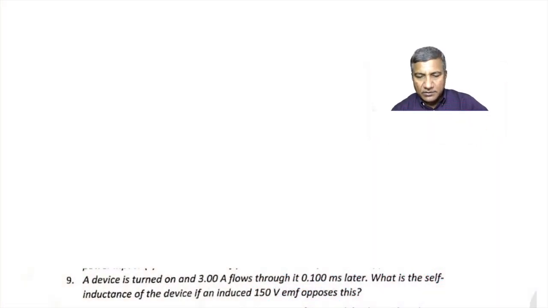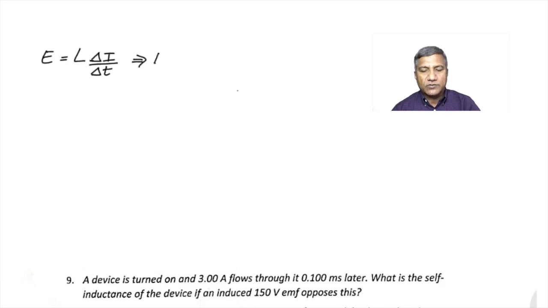Now is the next question. It says a device is turned on and 3 ampere flows through it 0.1 milliseconds later. What is the self-inductance of the device if an induced 150 volt EMF opposes this? So this is about self-inductance, and self-inductance depends on the rate at which current grows or decays. In this case, the current is growing, means increasing, because the device is just turned on. So the EMF equation is E is equal to, that's the induced EMF, L times delta I by delta T. L is the self-inductance, which is what we are asked to calculate, and everything else is given.